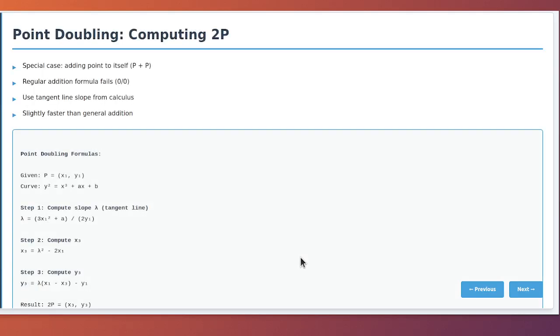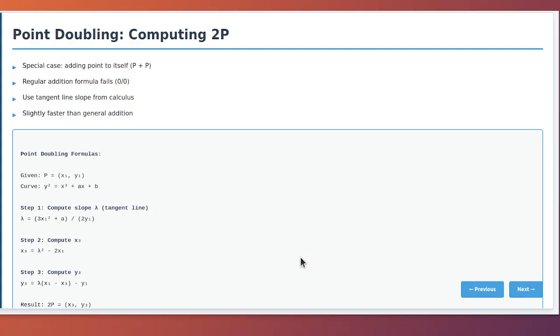Point doubling. The foundation. Before we can implement double and add, we need to understand point doubling algebraically. Point doubling is computing 2P equals P plus P, adding a point to itself. You might think we can just use the regular point addition formulas, but there is a problem. When we add P to itself, both points have the same coordinates. So x2 equals x1 and y2 equals y1. The slope formula lambda equals (y2 minus y1) divided by (x2 minus x1) becomes 0 divided by 0, which is undefined. The solution involves using calculus.